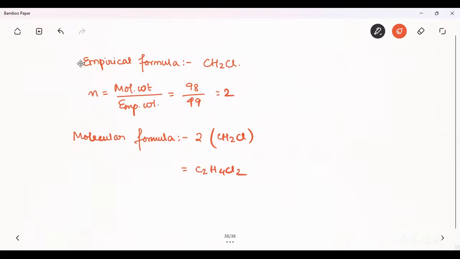In your exam, mostly they will ask you the empirical formula. If they ask something about the molecular formula, just write like this. Okay, so this will be the final answer.